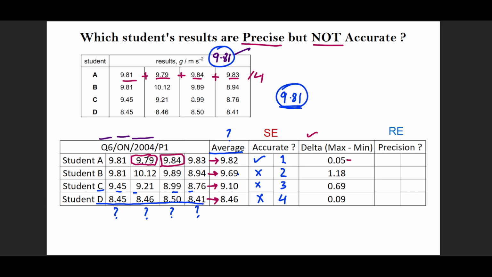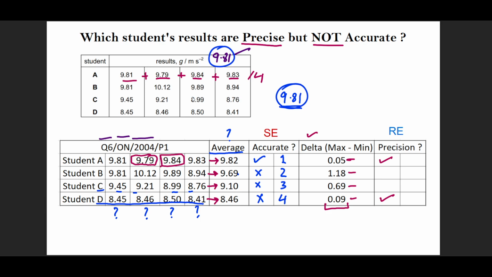I've done the same thing for the rest of the options. So the difference between the largest and smallest values for each student is 0.05, 1.18, 0.69, 0.09. If I had to give them marks, I can see that options A and D both are precise. They are very precise. Why? Because they have a very small difference, or very closely related data values which are close to each other. They are not spread out.